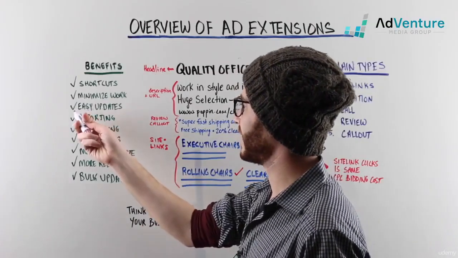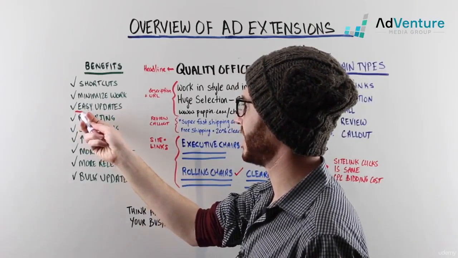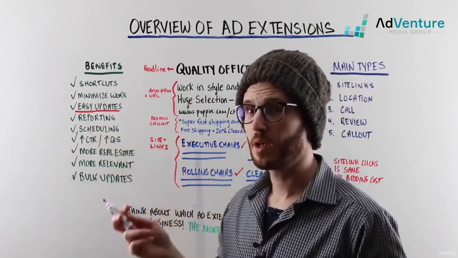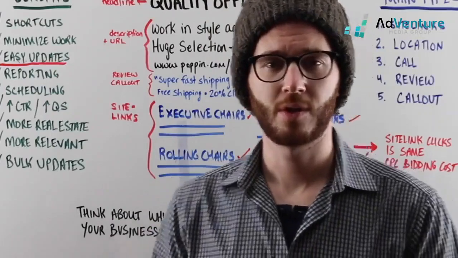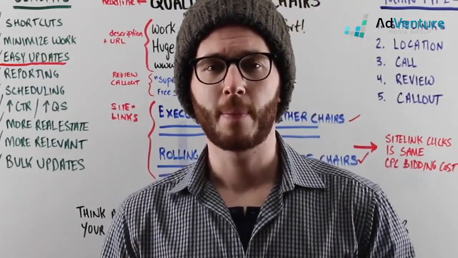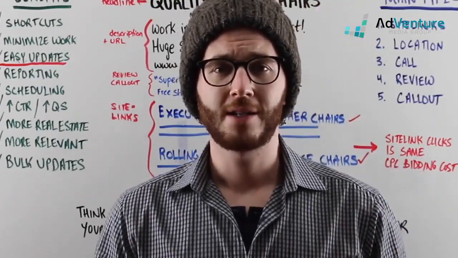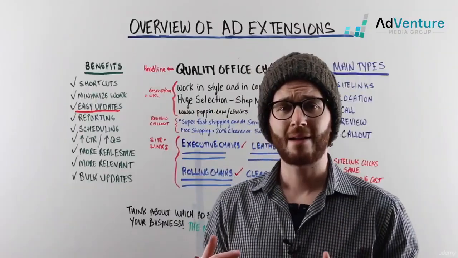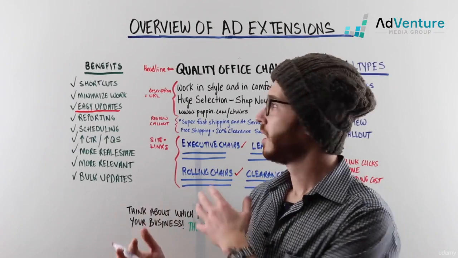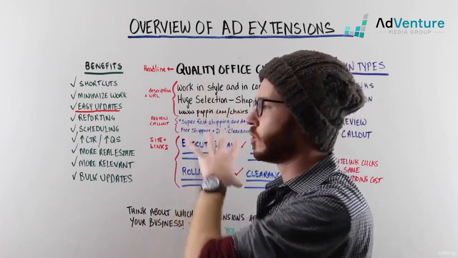Ad extensions are very easily updatable, so you have easy updates. If you have site link extensions, you can go into your AdWords dashboard, which we're going to do in the next video, and you could change around the headlines. You could schedule them. We'll talk about scheduling in a second. You could change the descriptions without having to actually change the body, the headline, and description URLs of your ad text.